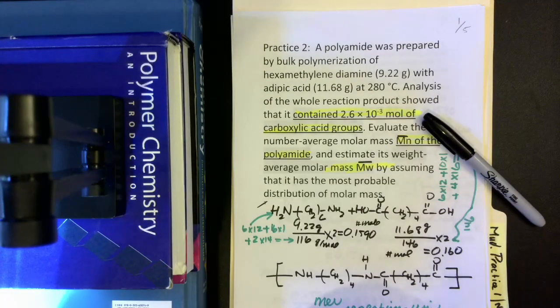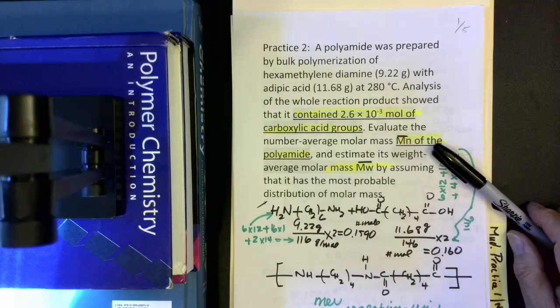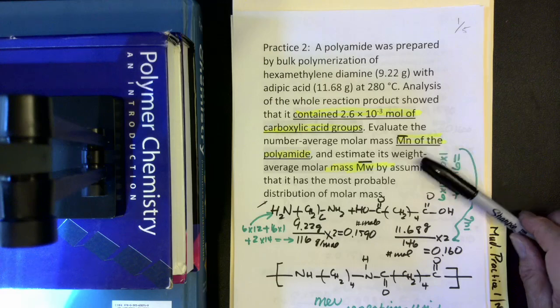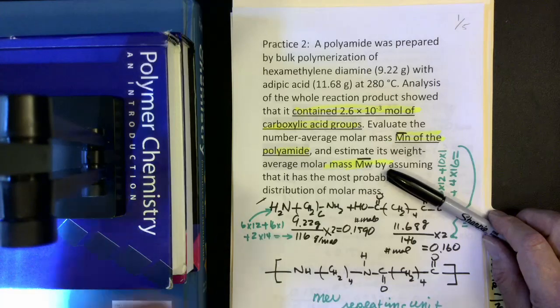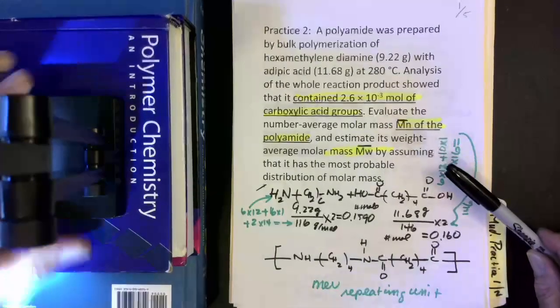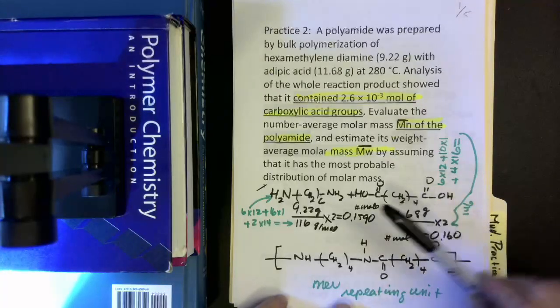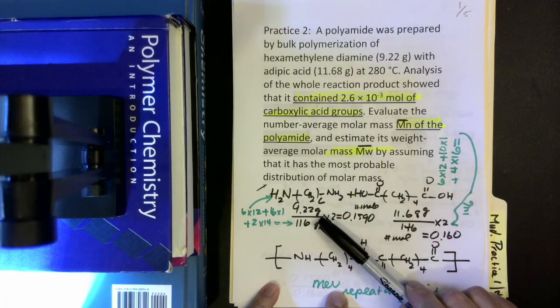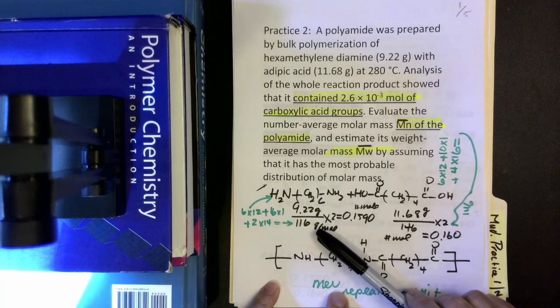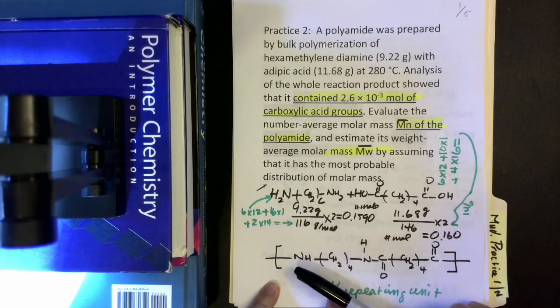Now what we need is to calculate the Mn of the reaction. And if you know the Mn of the reaction, can we also measure the Mw hat for the reaction? So again, the reaction is really a reaction between an amine and a carboxylic acid. We know that we have 9.22 grams of the diamine. Now molecular weight for the diamine is 116.